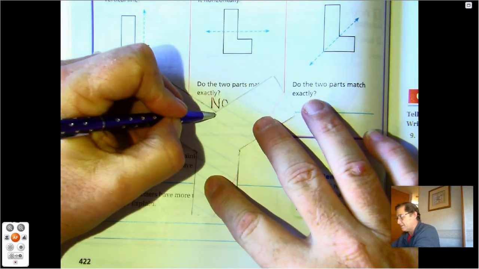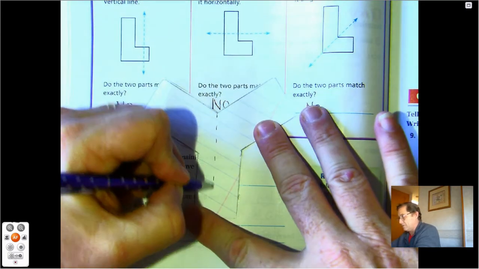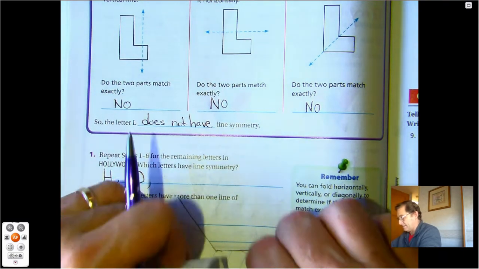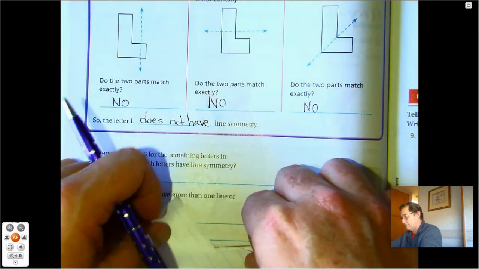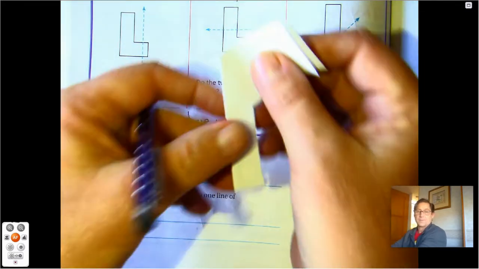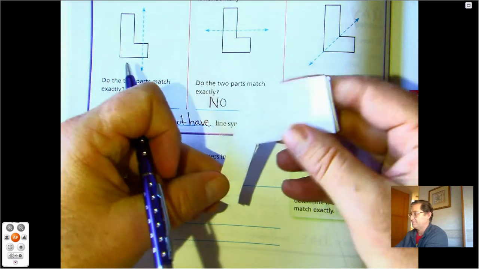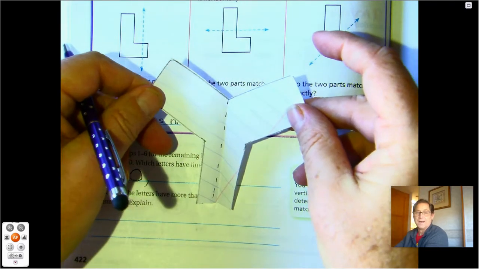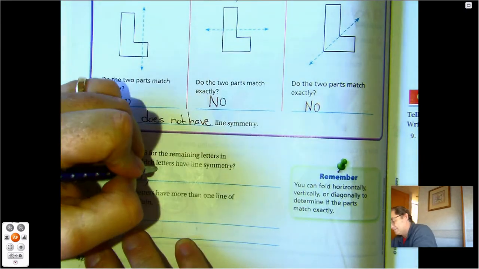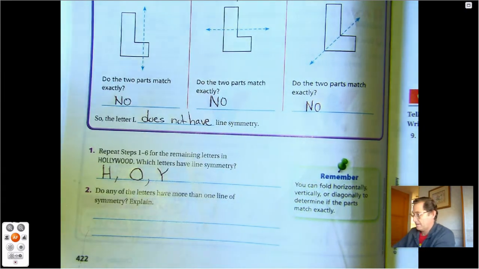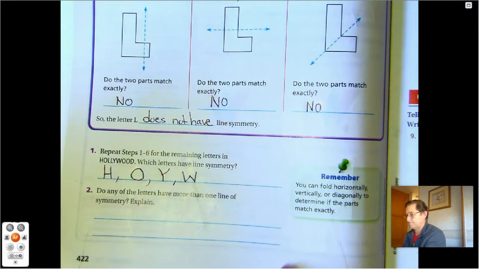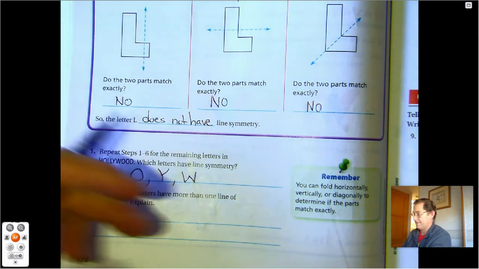Y. Let's try to divide this Y straight down the middle vertically. So if we fold it along that line, does it match? Sure it does. Okay, so the Y has vertical line symmetry. And how about, well, we already know W does. The O we already did, and the D.